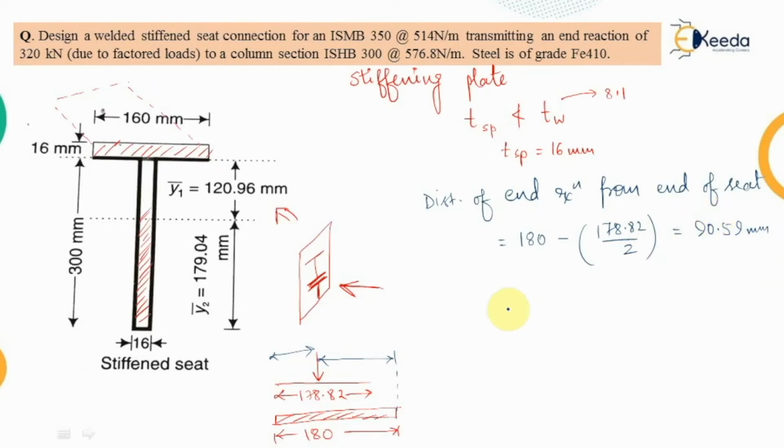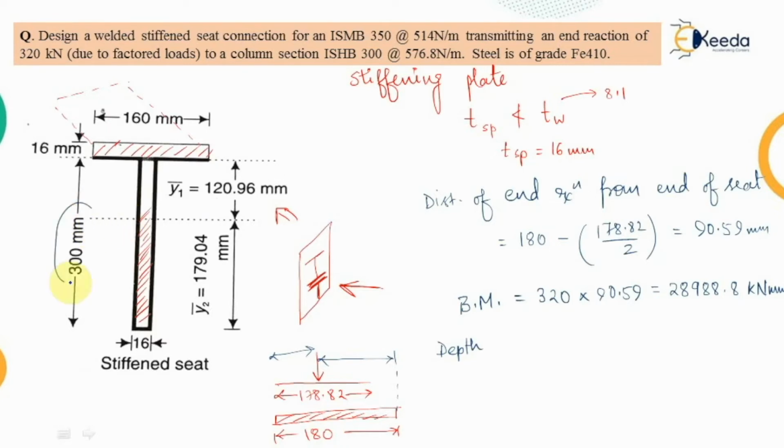Now based upon this we will calculate the bending moment. This bending moment is basically the end reaction into the perpendicular distance, and that is 90.59. So from here the value that we are getting for the bending moment comes out to be 28,988.8 kilonewton millimeter.